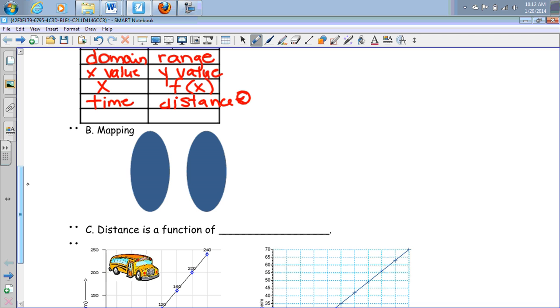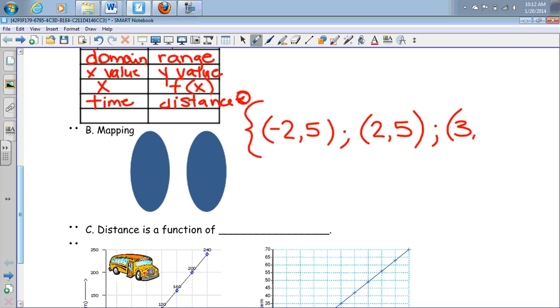Let's look at this set of ordered pairs. Negative 2, 5. 2, 5. 3, 6. 1, 8. So we're going to write negative 2, 2, 3, 1. And we're going to go 8, 6, 5. We only need to write each number once.